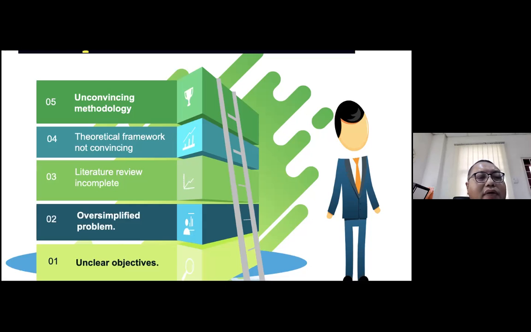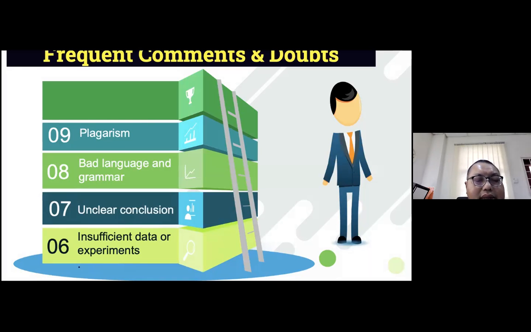And unconvincing methodology. As I mentioned earlier, if your methodology is not correct, the whole thing will collapse. And then insufficient data or experiment. Let's say based on the calculation you should have 380, but you only manage to get 350 without justification. That one will be a big problem. And then unclear conclusion, bad language and grammar, and the most serious thing is plagiarism.